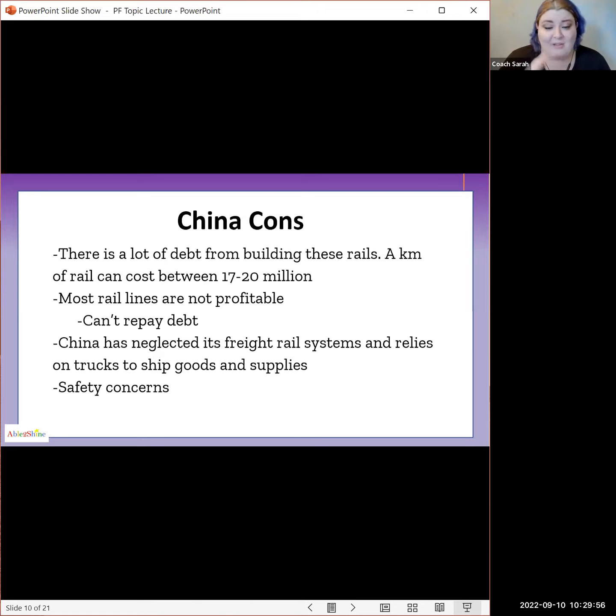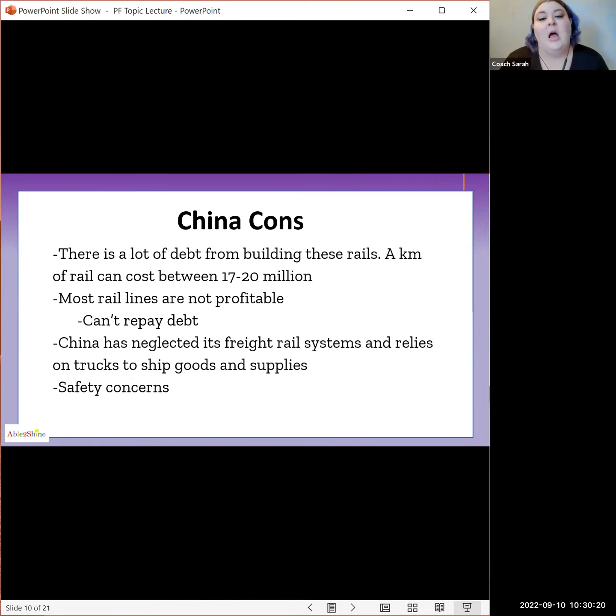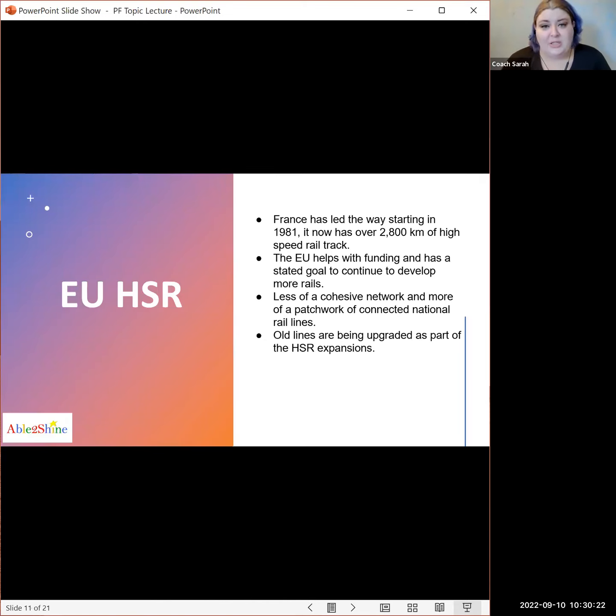And the effect of those crashes was that fewer people were willing to use the train line because they thought that they were unsafe. So that caused those train lines to lose even more money because people didn't have faith in the safety of these train lines. It's like when there's a plane crash, fewer people are willing to get on a plane. And so let's move on to the European Union.